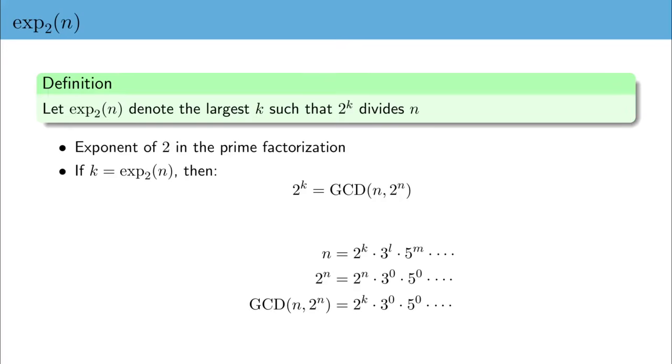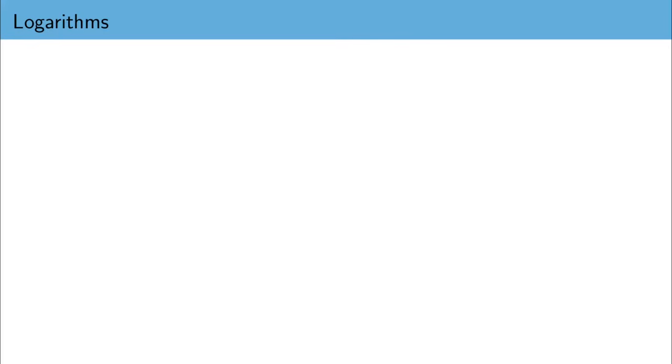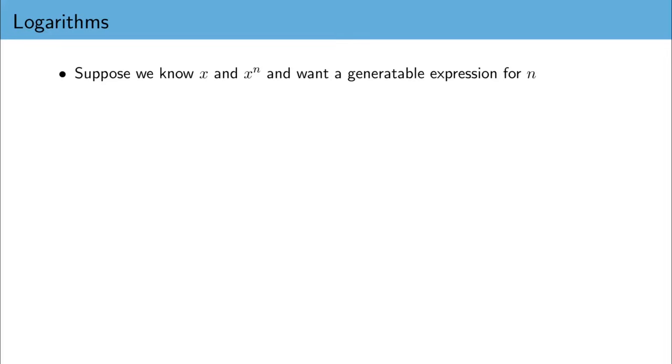So if we want to show that exp sub 2 is generatable, we just have to figure out how to take the log base 2 of this GCD. We have to figure out some way of extracting that k. So let's talk about generating logarithms. Suppose that we know in advance that we have two numbers, x and x to the n, for some natural number n, and we want a generatable expression in terms of those for n. And it'll be perfectly fine if the expression generates garbage if the second input isn't x to some integer n.